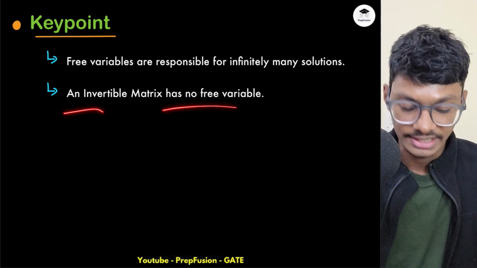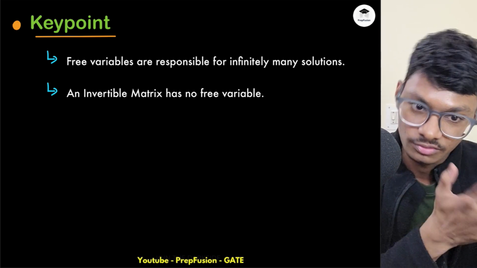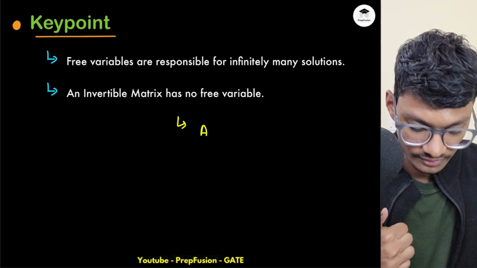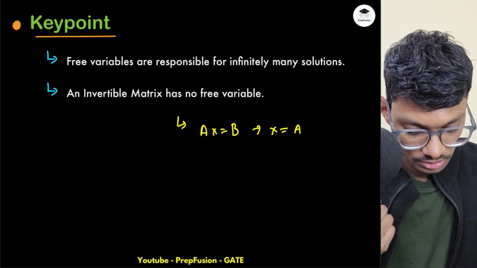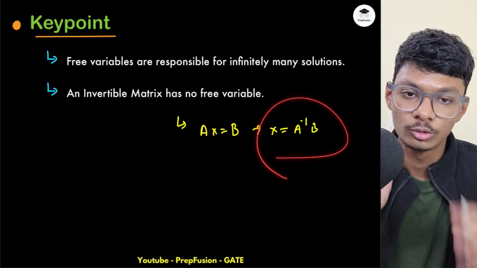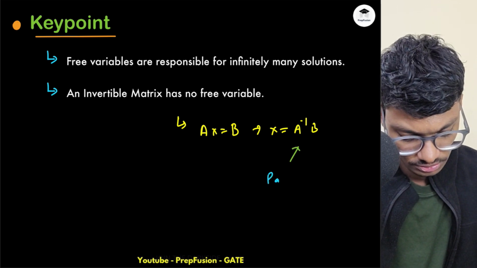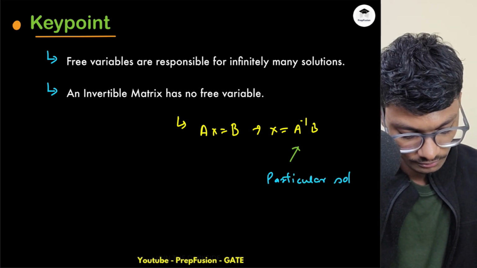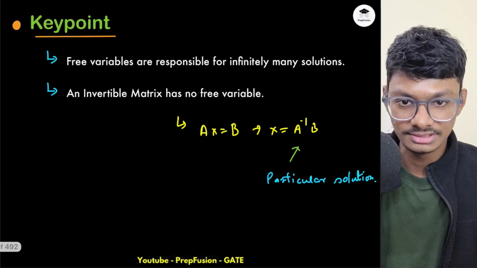And an invertible matrix has no free variables. Why? Because obviously it is a full rank matrix, so the nullity will be 0. That is the first key thing. And obviously if the matrix is invertible, that means Ax equals b, and I can take the inverse, so x equals A inverse b. Now obviously this will be some particular value, so from this we will get a particular solution. So basically these were the few key points.